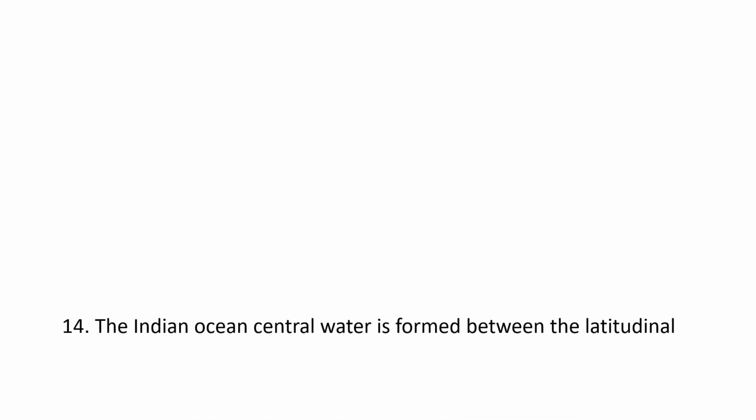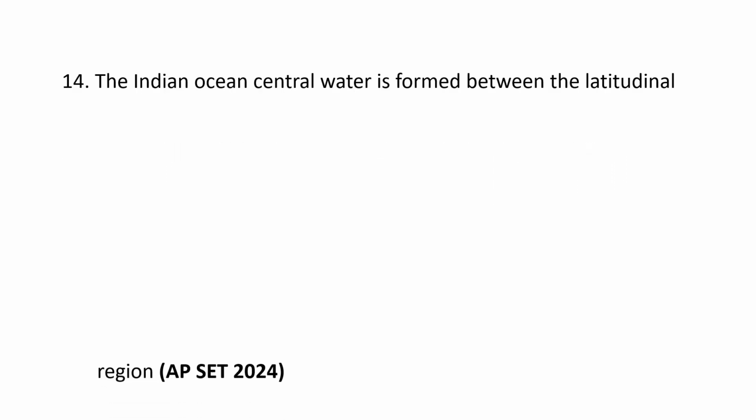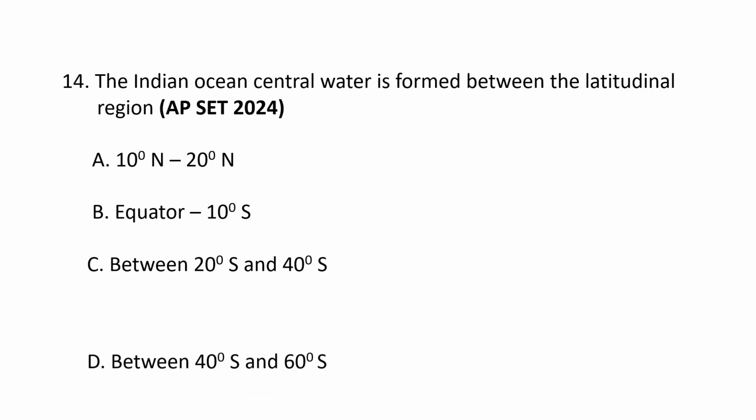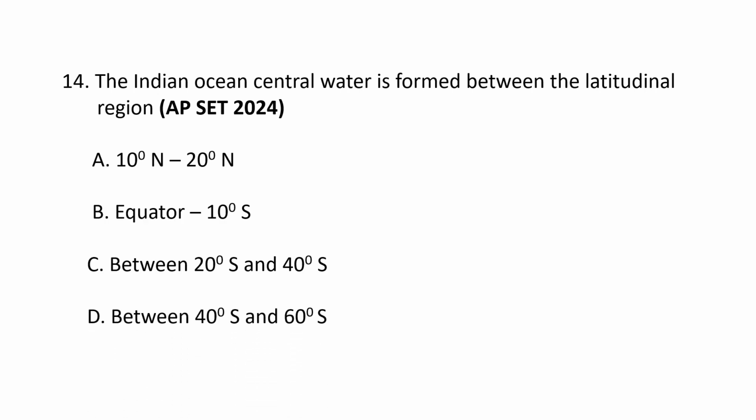Next question. The Indian Ocean central water is formed between the latitudinal region A. 10 degrees north to 20 degrees north, B. Equator to 10 degrees south, C. Between 20 degrees south and 40 degrees south, and D. Between 40 degrees south and 60 degrees south.